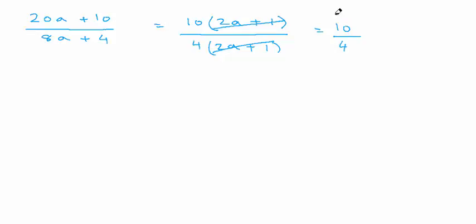10 can be rewritten as 5 times 2 and 4 can be rewritten as 2 times 2. If you cross off a 2 from the top with a 2 from the bottom, the final answer is going to be, you guessed it right, 5 over 2. Let's try another one.